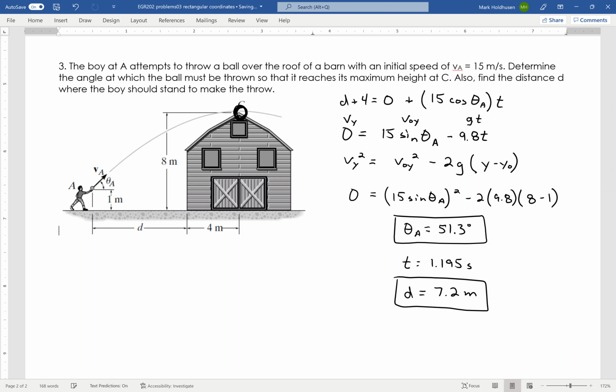So again, with these projectile problems, I usually start with my horizontal equation because I'm almost always going to need that one. And then from that, I talk about what I know. In this problem, I know that it's peaking at point C, so the vertical velocity is going to be equal to 0. I use that to my advantage to help me find the time and the angle that I need to throw at to get the peak to occur at point C, and then calculate what I need to from there.